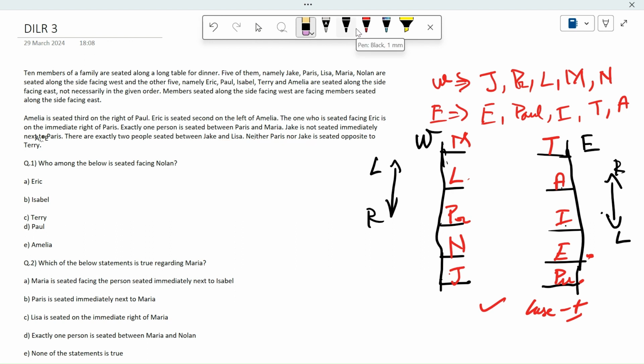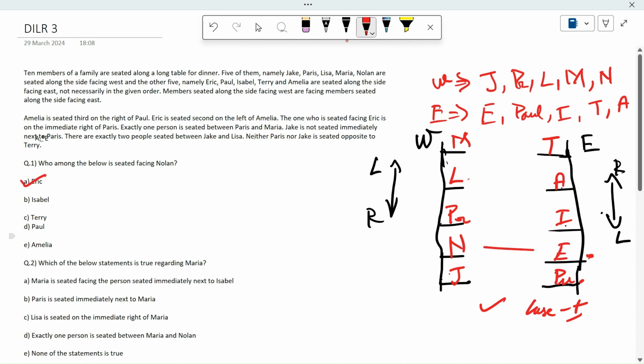Coming on to this, now I need to just take the correct answers. Let's go into the questions. Who among the below is seated facing Nolan? So who is facing Nolan? It is Eric.